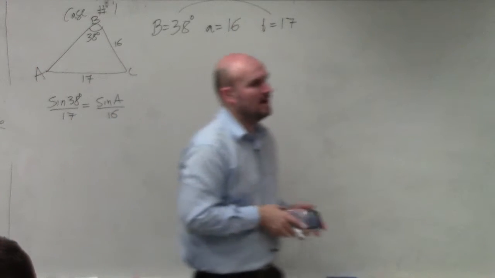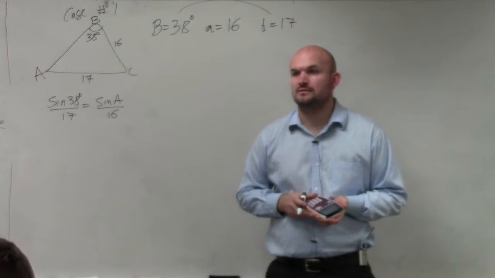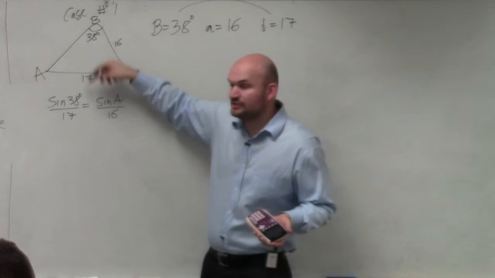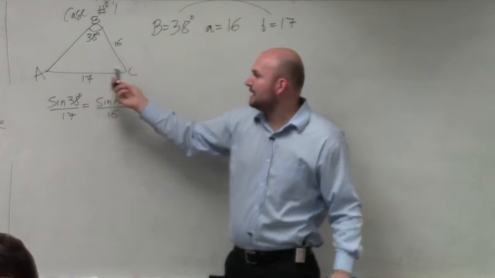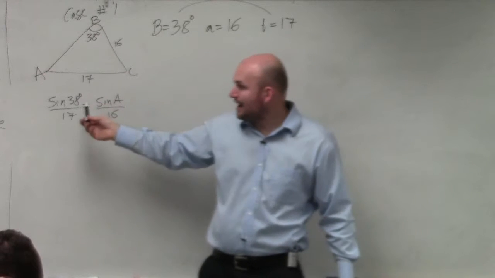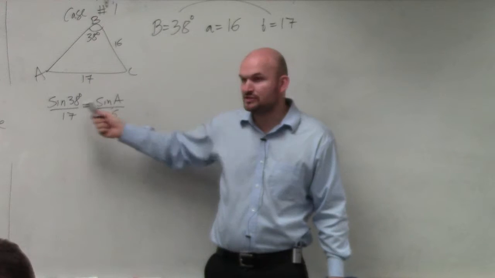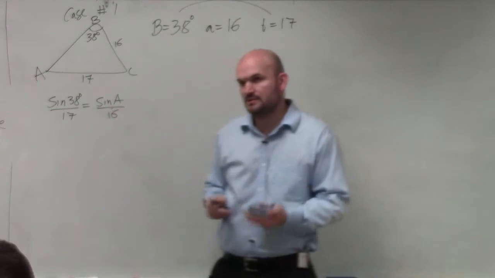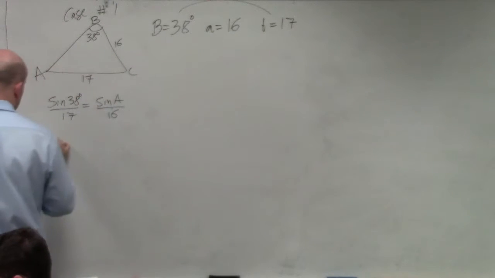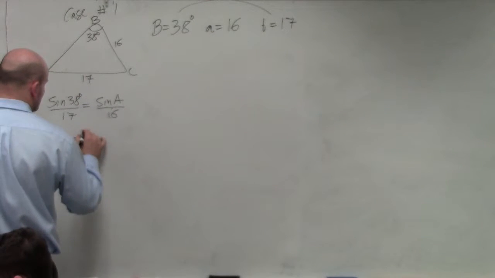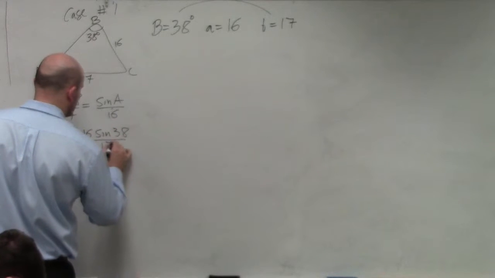Does everybody understand why I chose that ratio to do first? Yes? Yeah, because that's what we're given. You have to use it. To use the law of sines, you have to have an angle and its opposing side. And we're solving for an angle, so I want the angles in the numerator. So I want to write the ratio like this rather than that other ratio. Now I'm just going to multiply by 16 on both sides. And I could say the sine of A is equal to 16 times the sine of 38 all over 17.